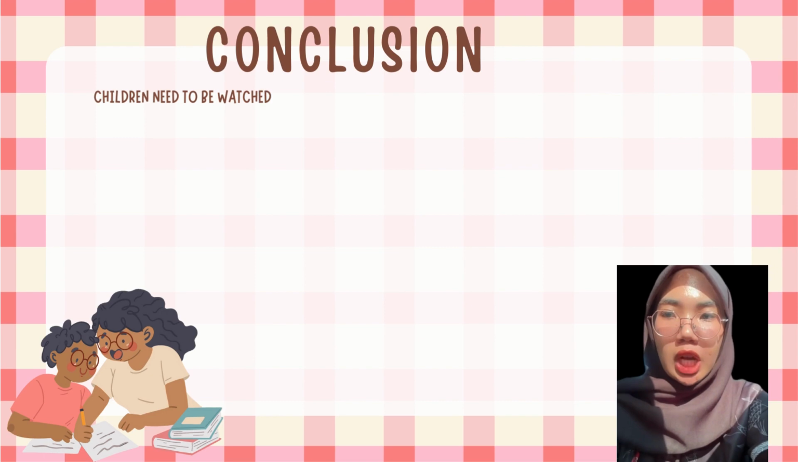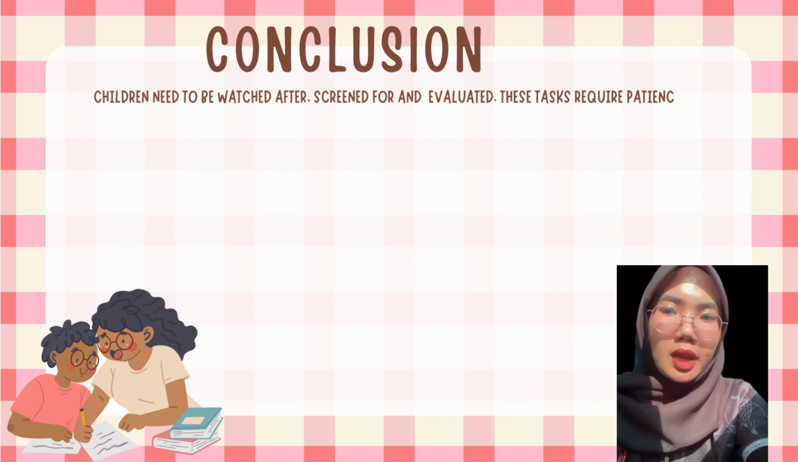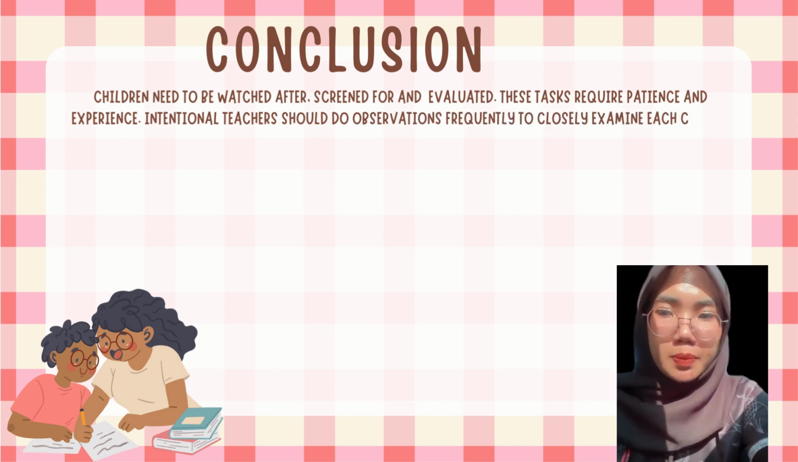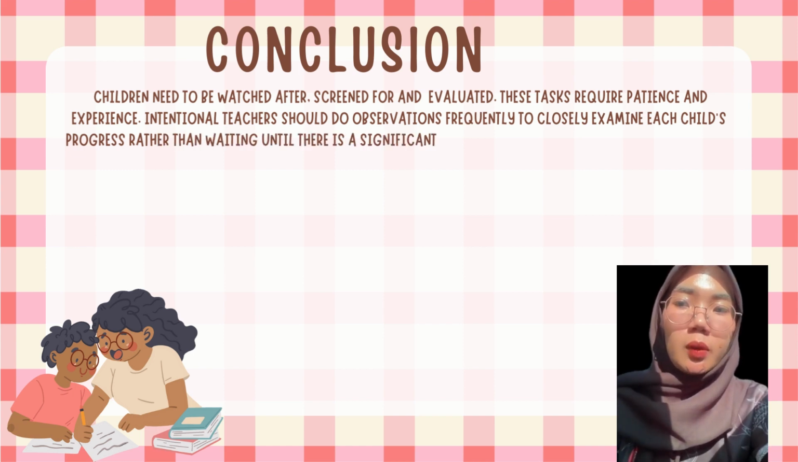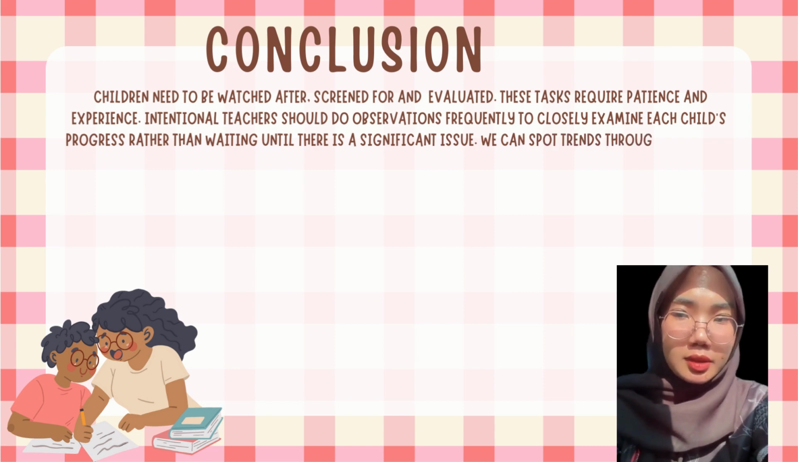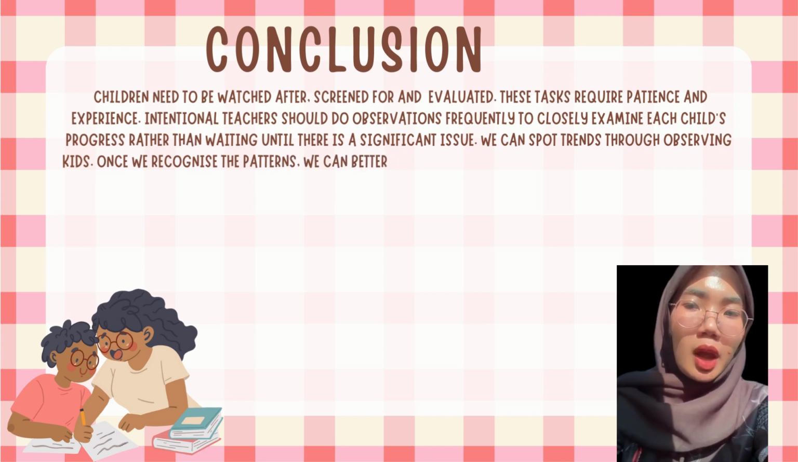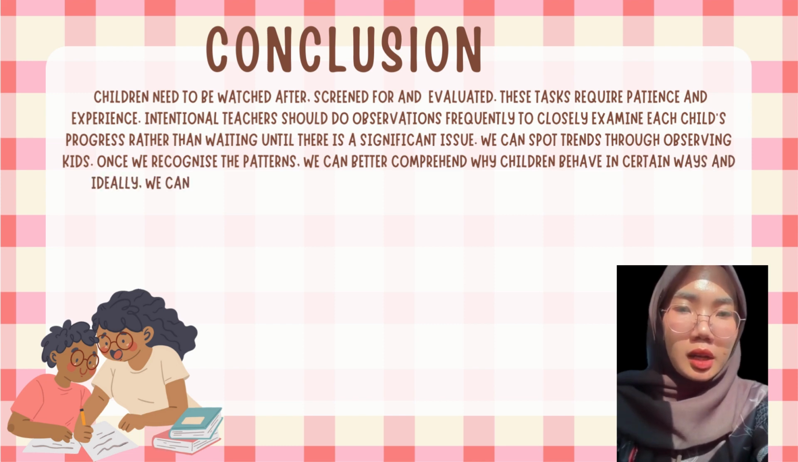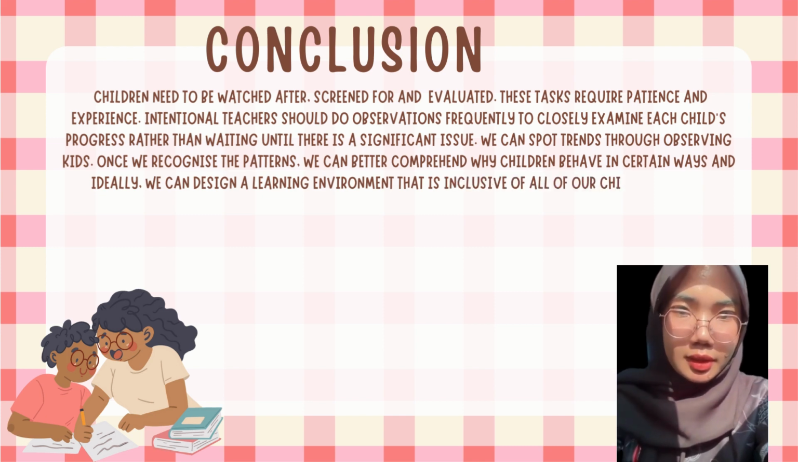Children need to be watched, screened, and evaluated. This task requires patience and experience. Teachers should do observation frequently, closely examining each child's progress rather than waiting until there is a significant issue. We can spot trends through observing kids. Once we recognize the pattern, we can better comprehend why children behave in certain ways, and ideally, we can design a learning environment that is inclusive of all of our children's needs.